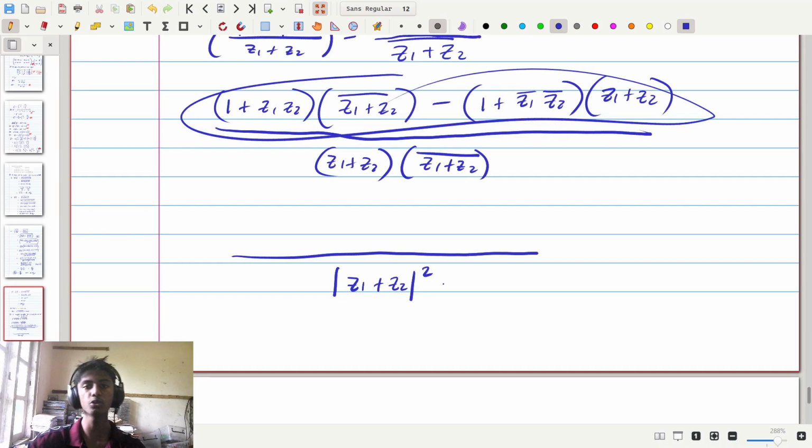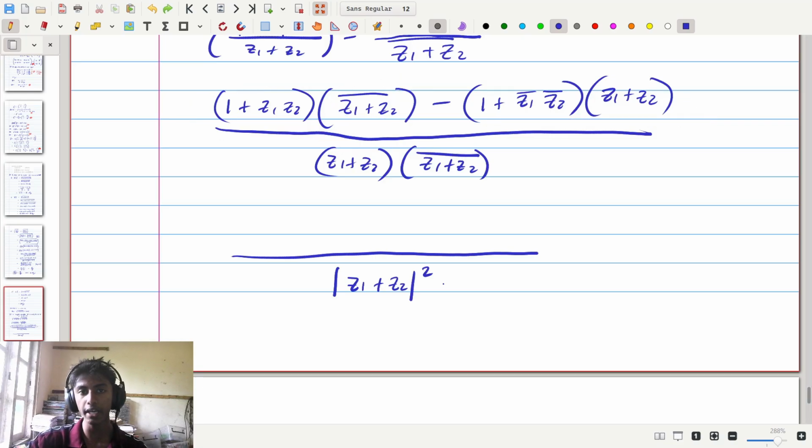Now to expand this, what I'm going to do is first distribute this conjugate as z1 conjugate plus z2 conjugate like so, and then I'm going to multiply through everything. So multiplying through everything, we have 1 times z1 conjugate plus z2 conjugate, which is equal to z1 conjugate plus z2 conjugate. And then we have z1 z2 times z1 conjugate and z1 z2 times z2 conjugate. So therefore, we are going to have z1 times z1 conjugate times z2, and we're also going to have z1 times z2 times z2 conjugate.